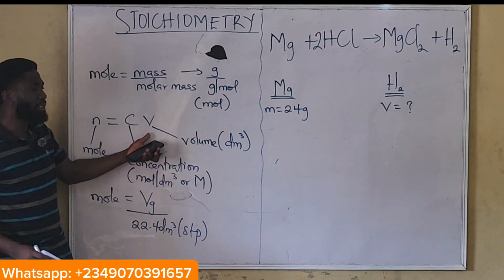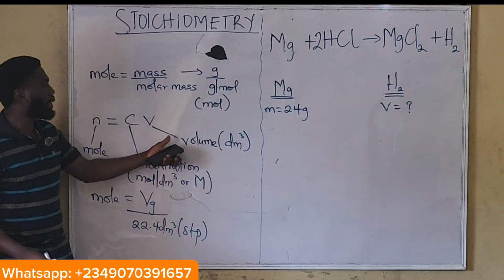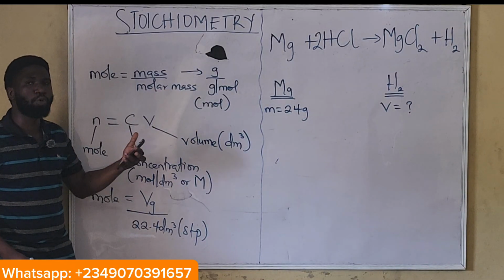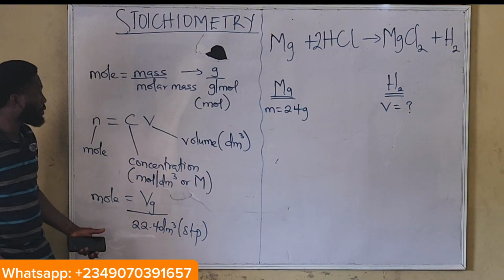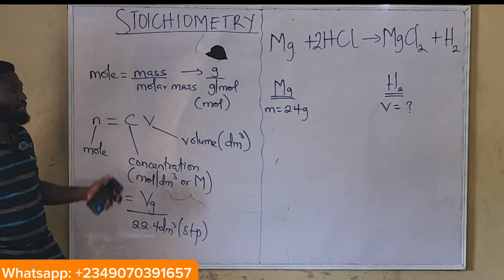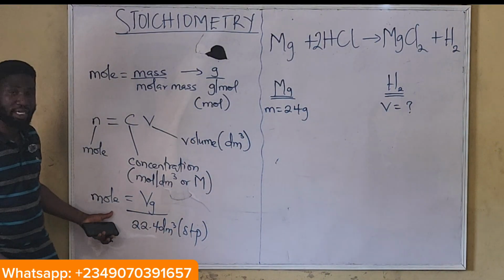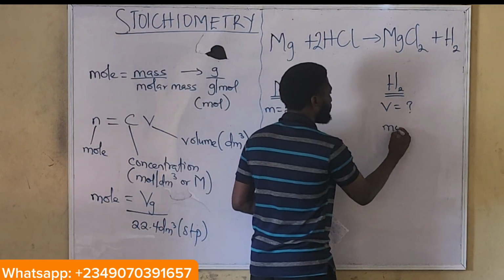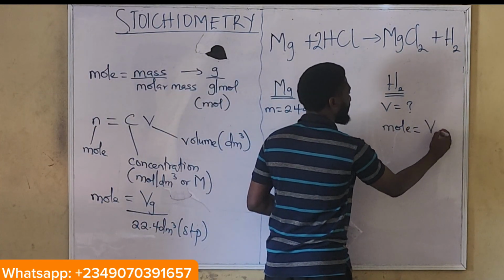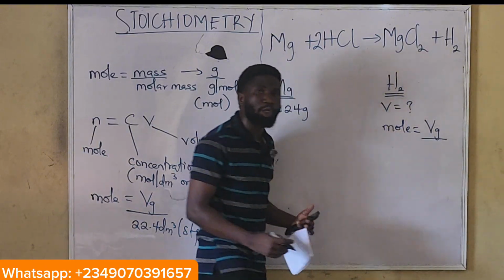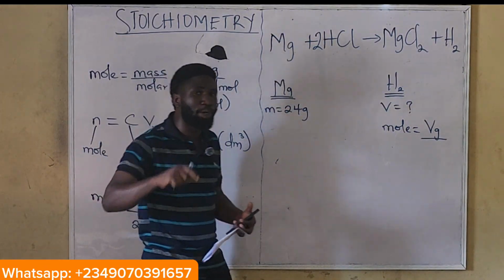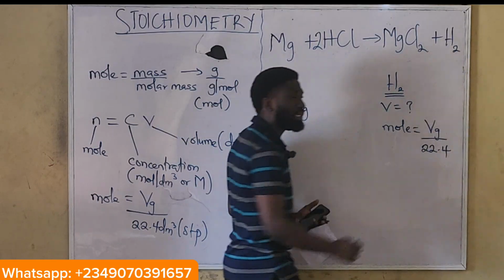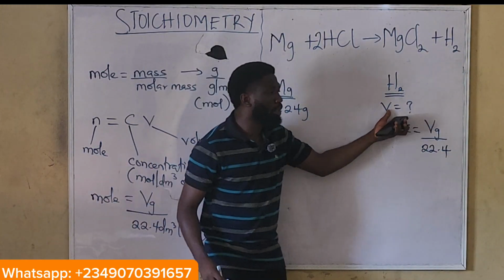We can't use the second one. Why? The volume there is attached to the concentration, not the volume at STP. So whenever I want to answer any question regarding volume at STP, we need to consider this. So first, we have mole equals volume of the gas over volume at STP, which is 22.4 dm³.